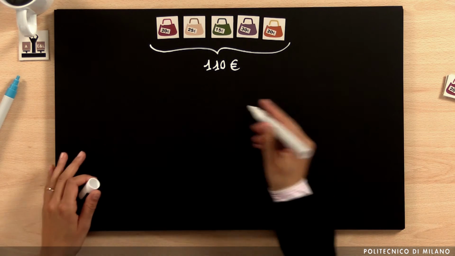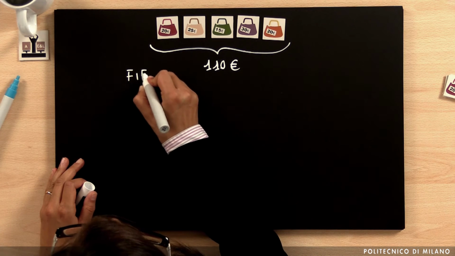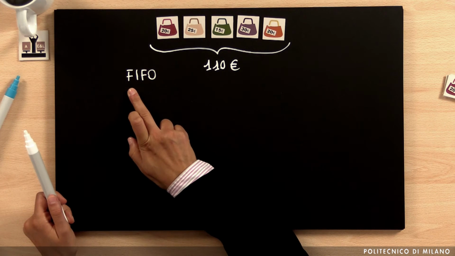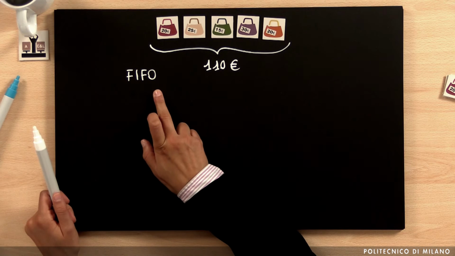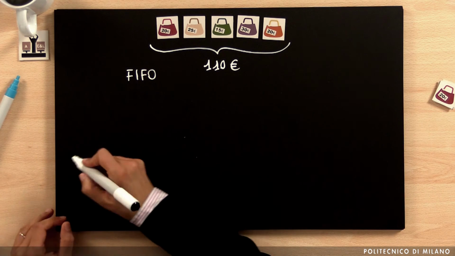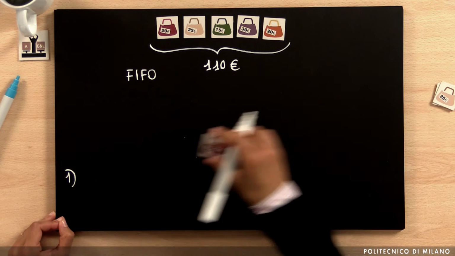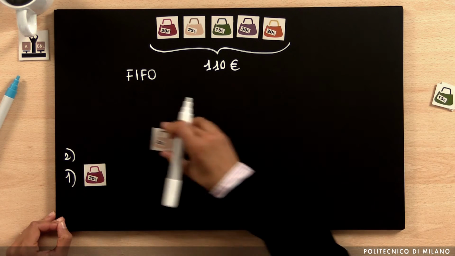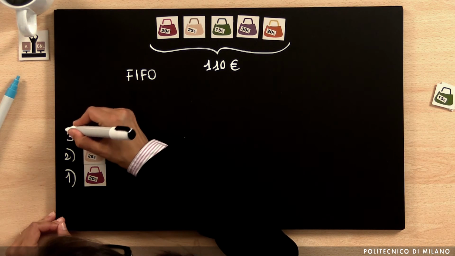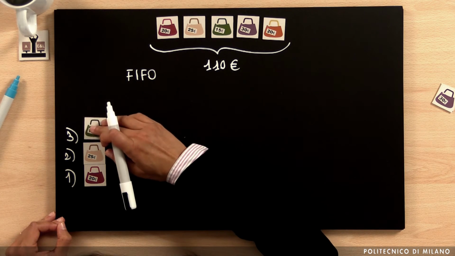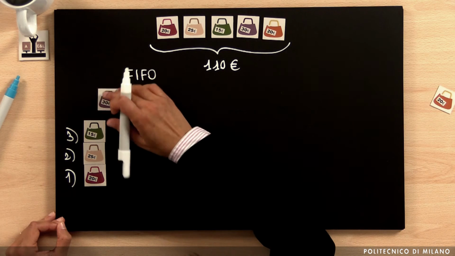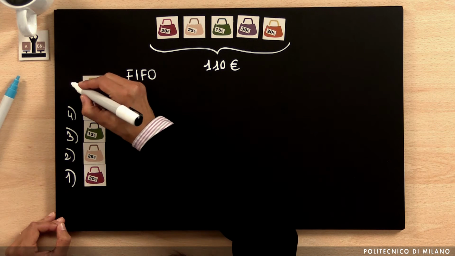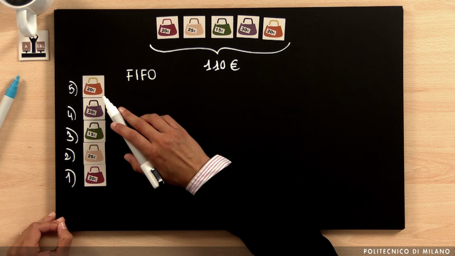Now let's see what happens if we adopt what is defined as first in, first out approach. This approach suggests that the first product that enters the warehouse is also the first product that goes out. So assuming this is the order, the first product that enters the warehouse is the bag that costs 20 euros. Then the second product that enters the warehouse is the 25 euros bag. Then we have the third product that enters the warehouse, which is the 15 euros bag. Then we have the fourth product, that is the 30 euros bag. And finally, we have the fifth product, which is the bag that costs 20 euros.